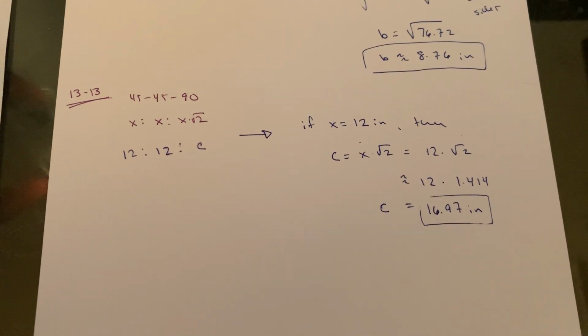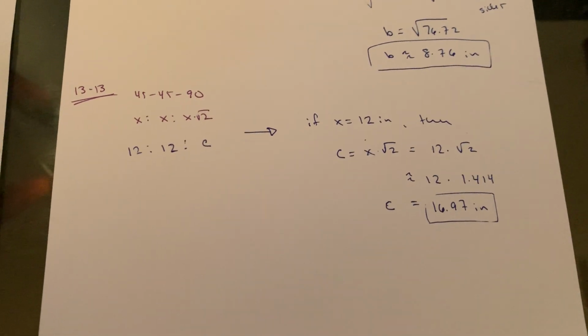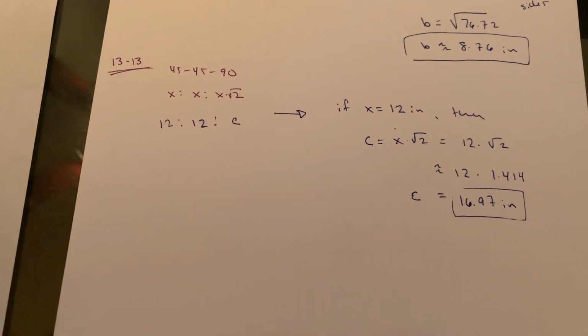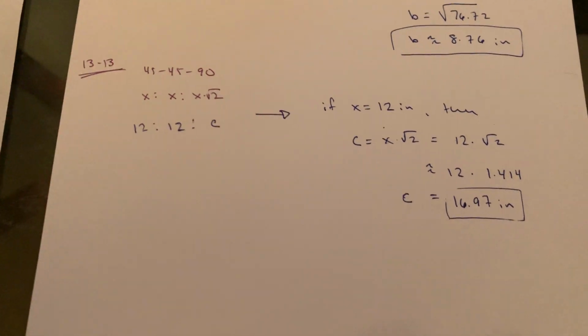So using this property, 45, 45, 90, we can get a little bit more information from a little less information. And there we go.